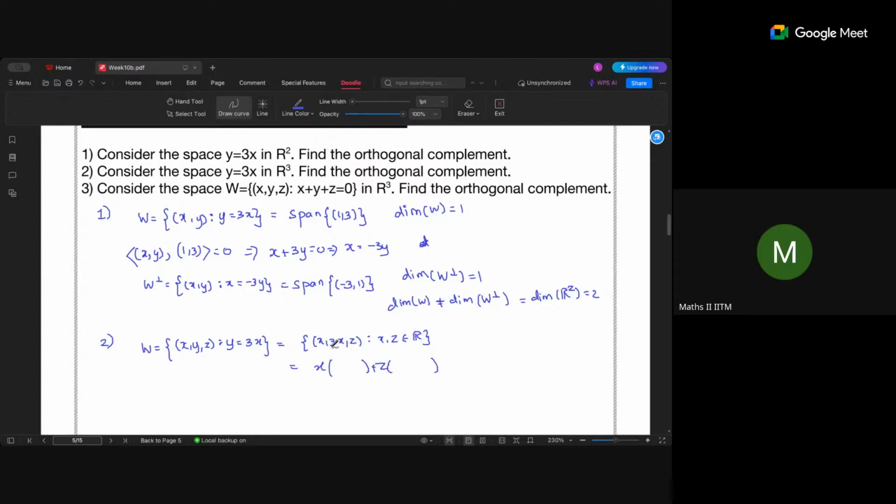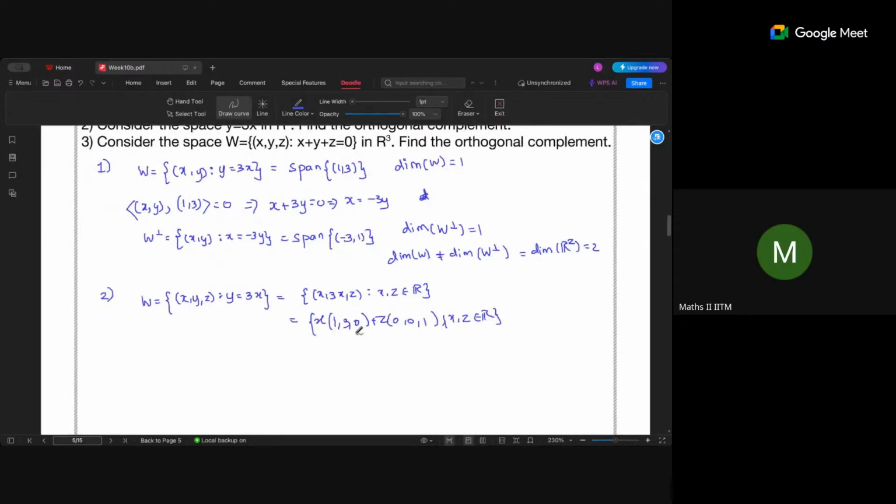If x is the coefficient, what is the vector here? (1, 3, 0). And if z is the coefficient? (0, 0, 1). Okay, so now we have a basis. These two are the basis vectors, let's say v1 and v2. So we are now going to take any random vector (x, y, z), and we find the inner product with v1 equal to 0 and the inner product with v2 equal to 0.